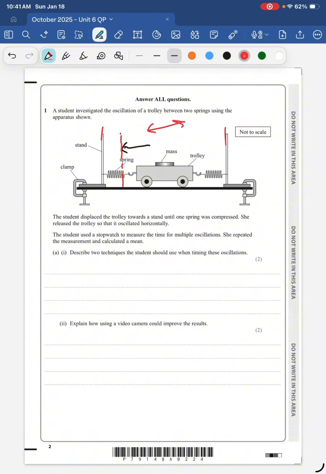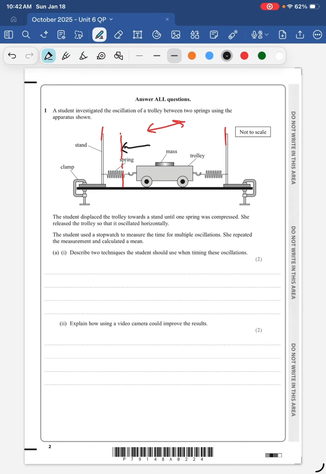Okay, the student used a stopwatch to measure the time for multiple oscillations. She repeated the measurement and calculated a mean. Describe two techniques the student should use when timing these oscillations.